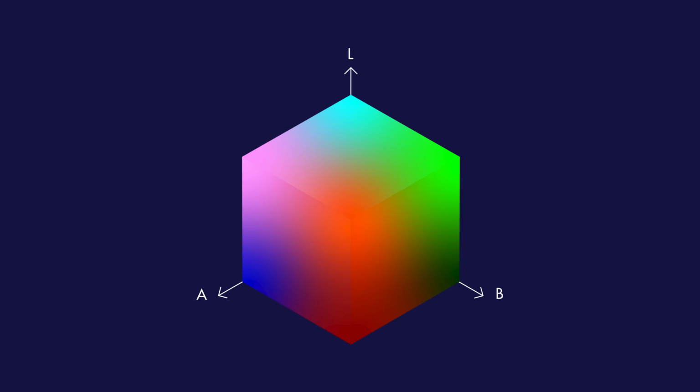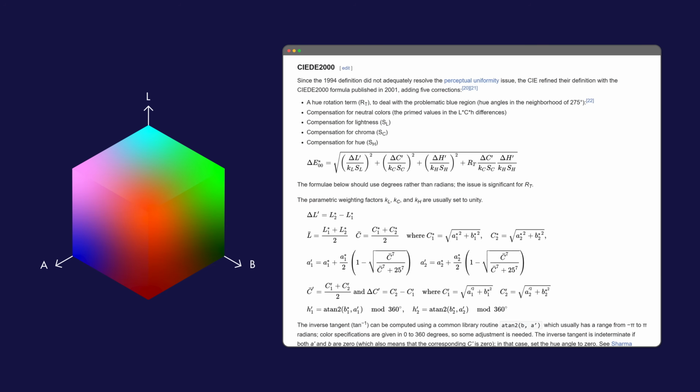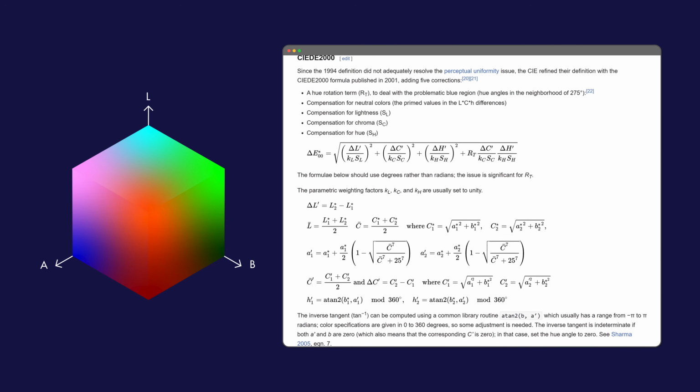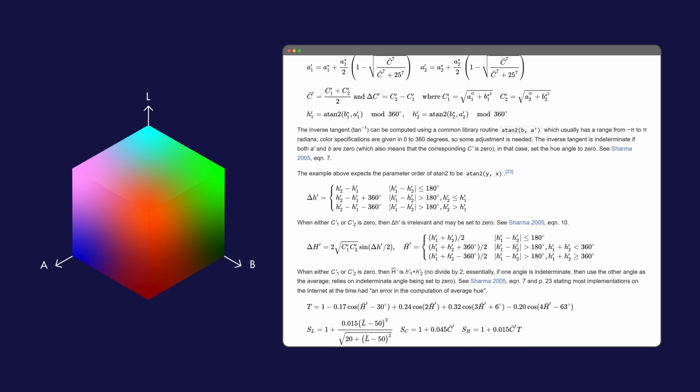Building on this, we can further improve the metric by replacing the Euclidean distance with something more suited to color perception. The CIE Delta E 2000 metric is a more sophisticated measure that quantifies the perceptual differences between two colors.